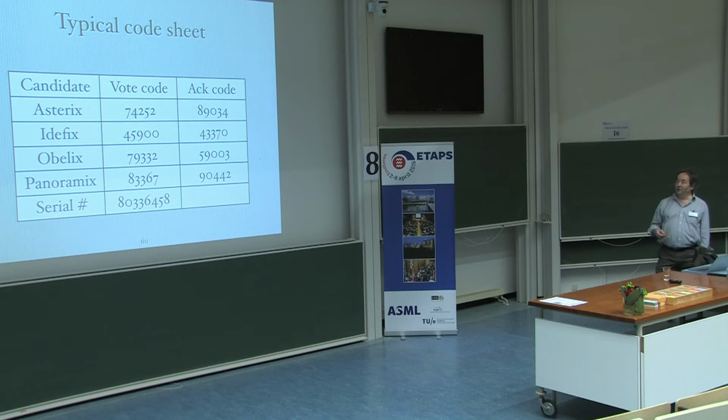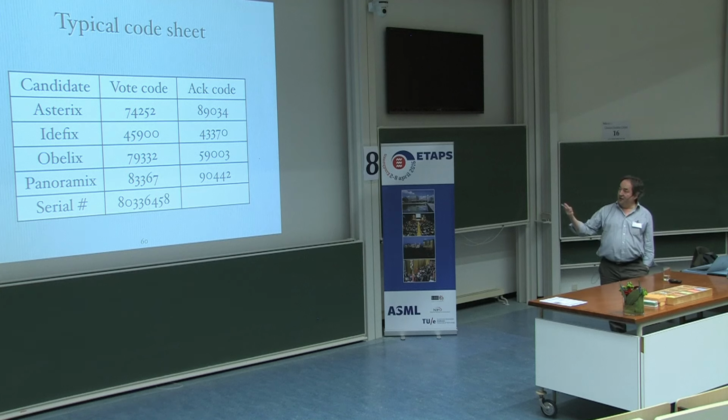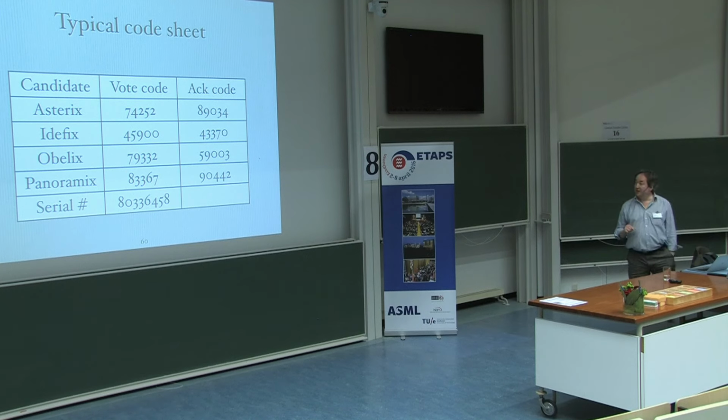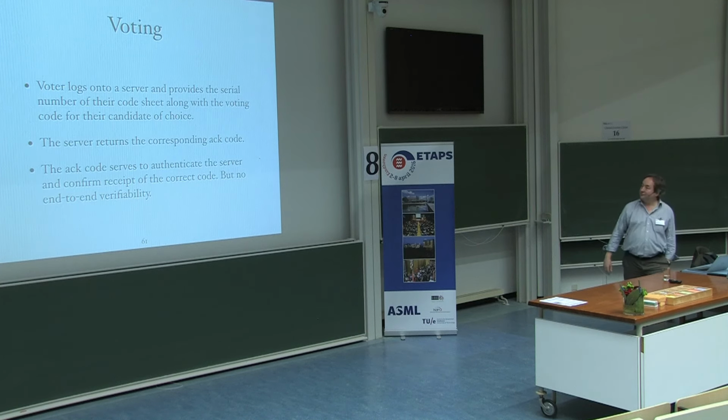Okay, so to vote, you log on to the server, perhaps authenticating yourself in some way. You then provide the code for your chosen candidate. And of course, ideally, the system should respond with an ACK code that you can check corresponds to the correct one on your code sheet. So that gives you some assurance that at least the server, and presumably the genuine server, received your vote code. Of course, what happens after that really is a question of trust. Okay, but at least it helps a little bit.